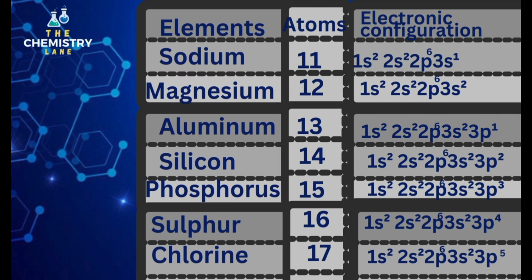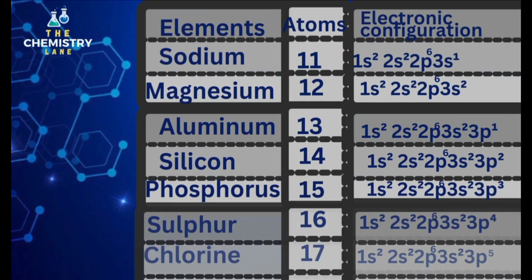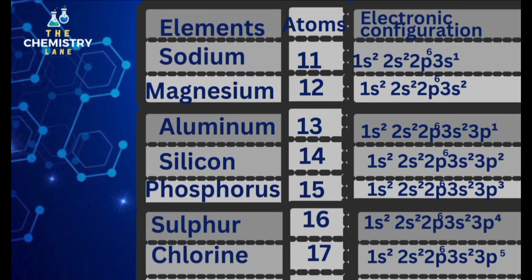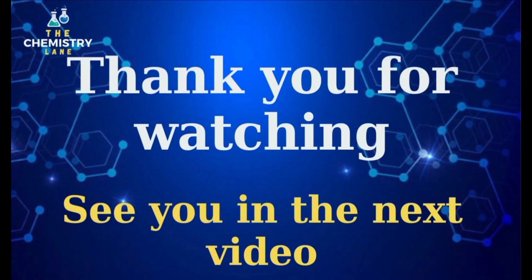Other examples are sodium, magnesium, aluminum, and silicon with their electronic configurations. They are first filled with the energy in the lowest level, which is 1s, followed by 2s, 2p, then 3s orbitals. So to know how to do this, you need to practice more often. The more you practice, the more it sticks in the brain.